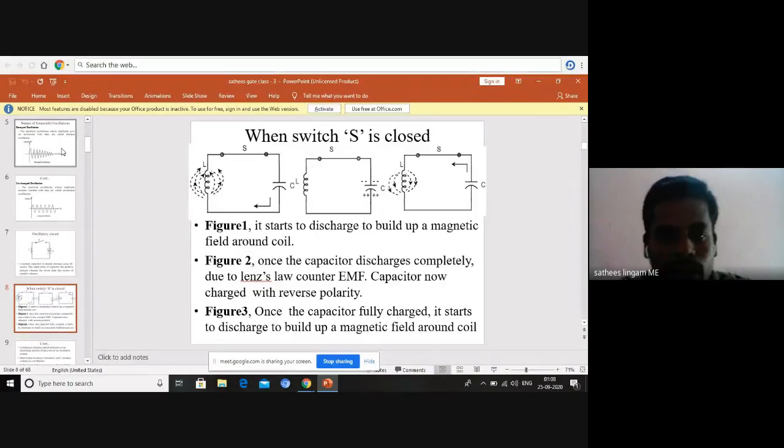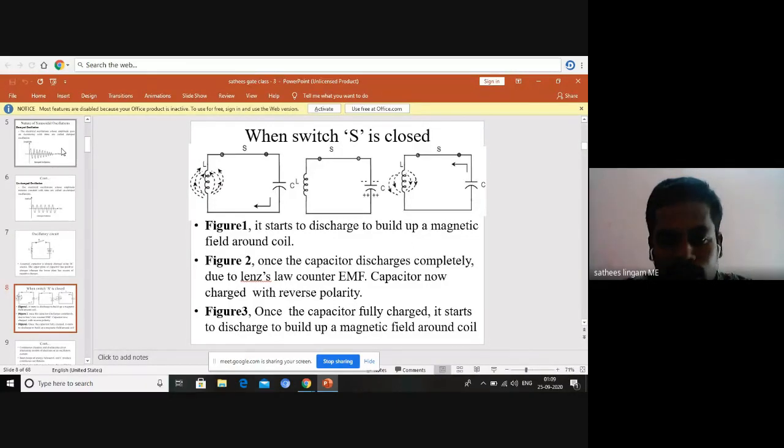So when the capacitor is completely discharged, the energy from the inductor is restored in the capacitor with reverse polarity. The polarity is changing because of the back EMF, or counter EMF, according to Lenz's law. The capacitor is charged with polarity opposite to the previous charge. The positive charges accumulate on the negative plate, and the positive plate accumulates negative charge.